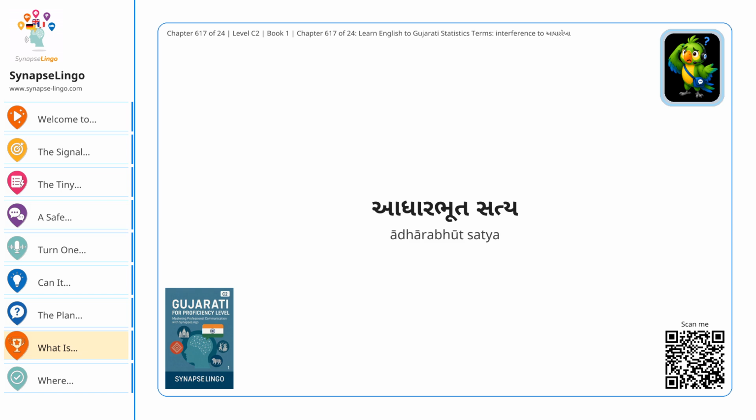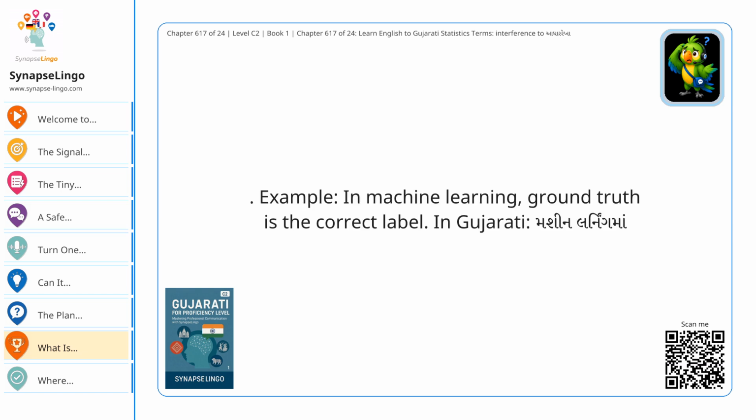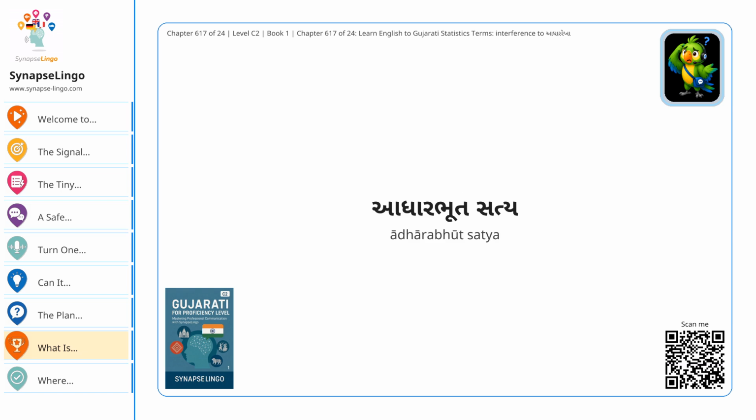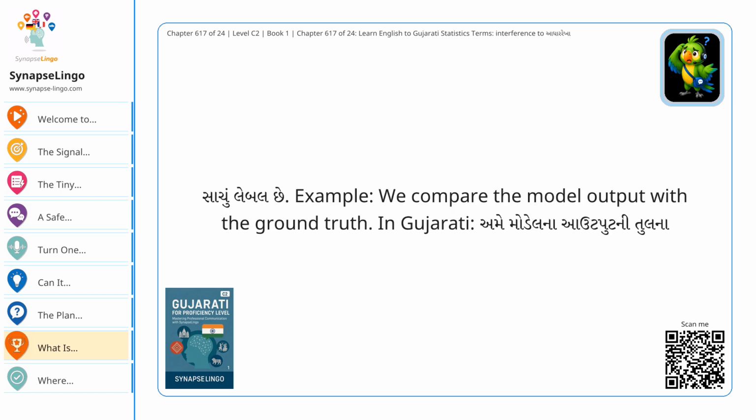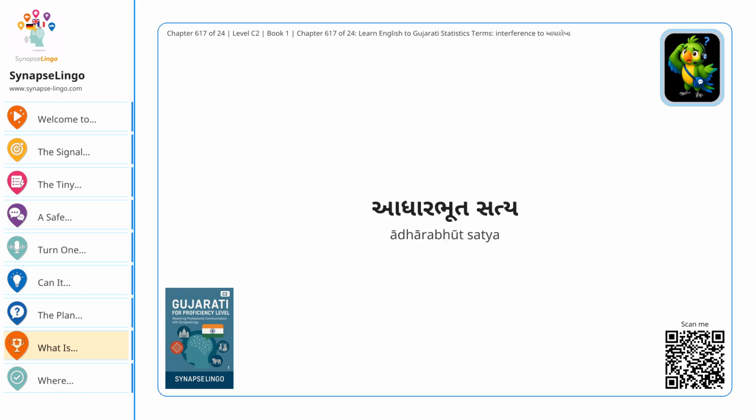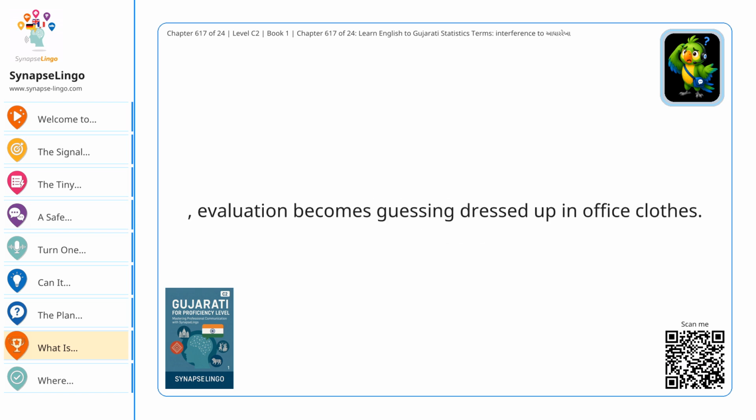आधारभूत सत्य. Example. In machine learning, ground truth is the correct label. In Gujarati, Masina Larningamam आधारभूत सत्य. Sakam labala che. Example. We compare the model output with the ground truth. In Gujarati, aim modelana ataputani tulana आधारभूत सत्य. Saith carry chi. Without आधारभूत सत्य, evaluation becomes guessing dressed up in office clothes.